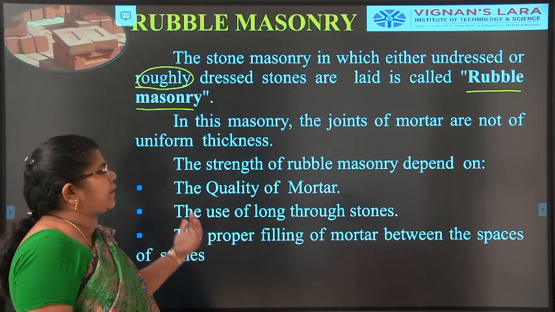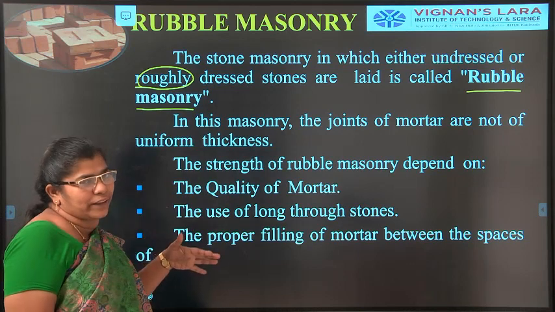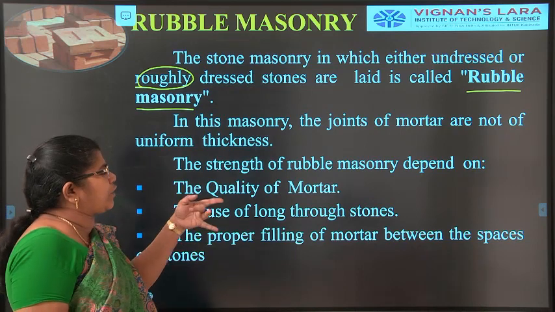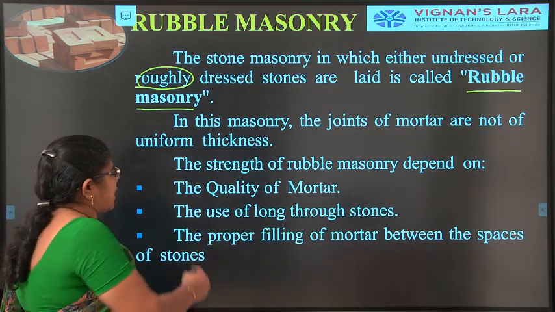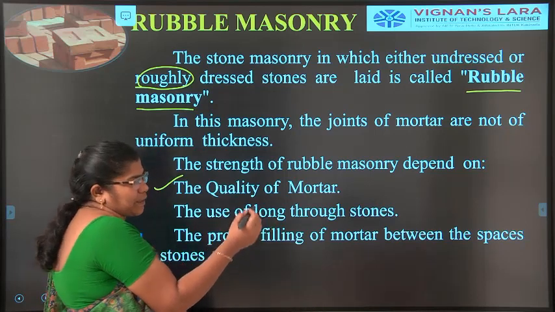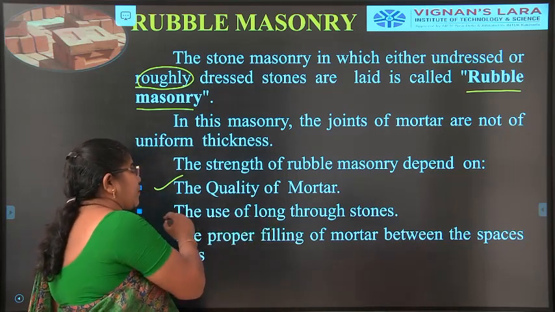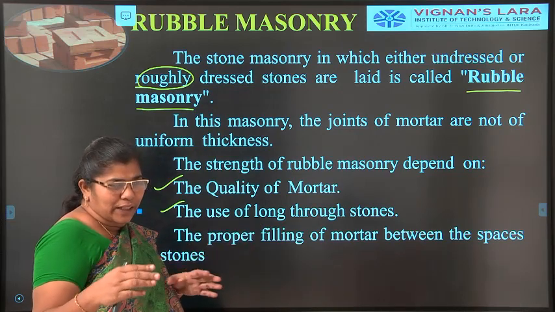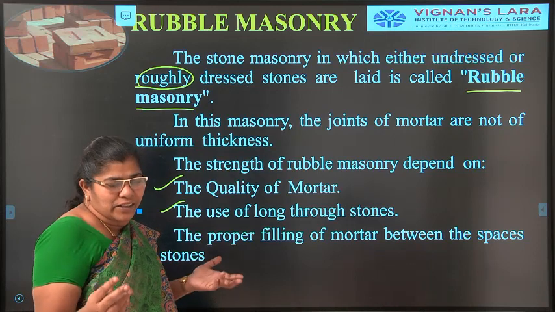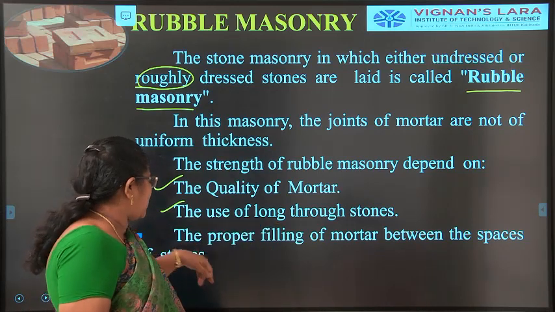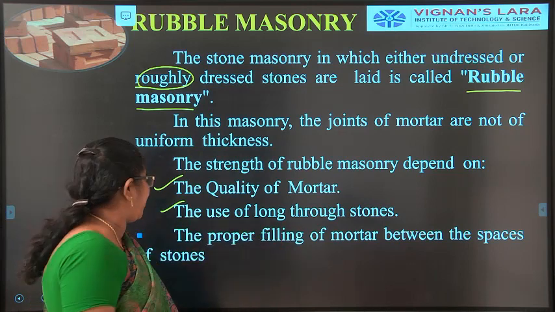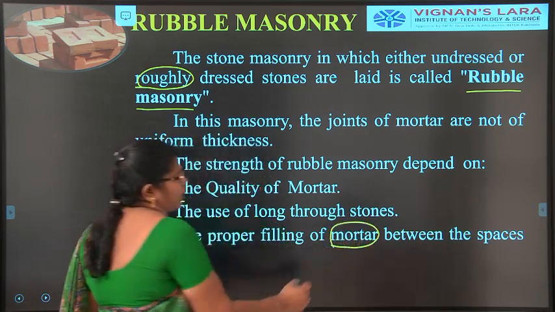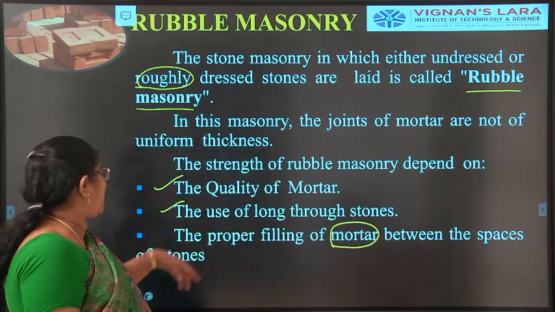In this masonry, the joints of the mortar are not of uniform thickness because the stones we are using are not of uniform thickness. The strength of the rubble masonry depends upon the quality of the mortar, which is cement and sand or lime and sand, and the use of long through stones. If the stones are breaking into small pieces, they may have some fractures and other problems. So long through stones and the proper filling of mortar between the spaces of stones matter. Mostly the mortar plays a very important role in determining the strength of this rubble masonry.